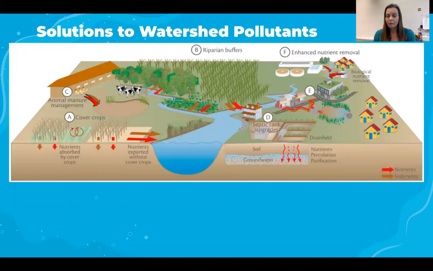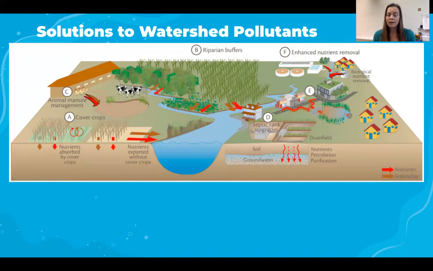So how can we solve this? One big way is by planting what are called riparian buffers. So these are buffer zones of plants along the edges of rivers and streams, and that allows those buffers to do some of the filtration work before the water gets to the wetlands.